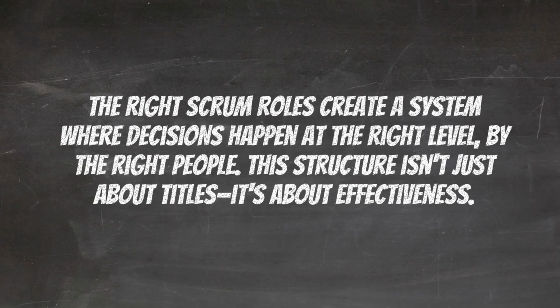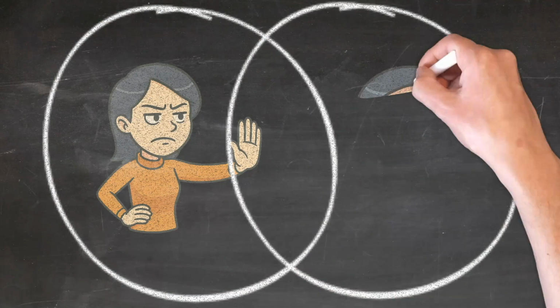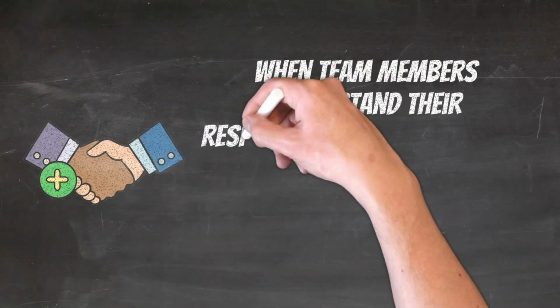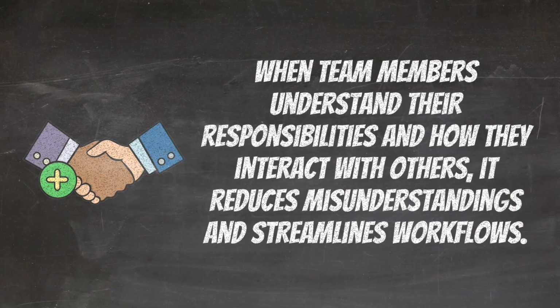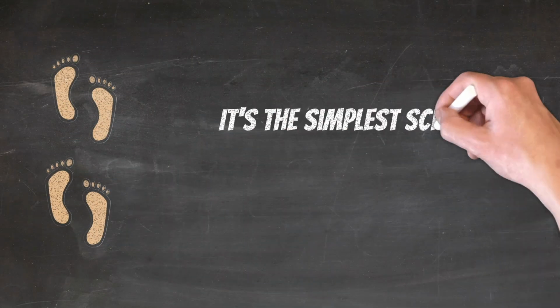This structure isn't just about titles, it's about effectiveness. Start with one role at a time on your team. Identify which position has the most confusion or overlap, address that first, then move to the next most ambiguous role. This focused approach prevents teams from feeling overwhelmed by changing everything at once. When team members understand their responsibilities and how they interact with others, it reduces misunderstandings and streamlines workflows. Clear roles mean fewer delays and happier teams. It's the simplest Scrum fix with the biggest impact on your results.